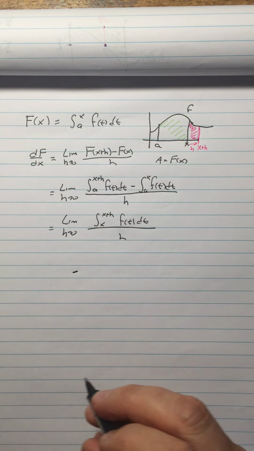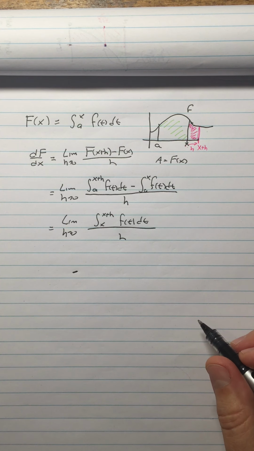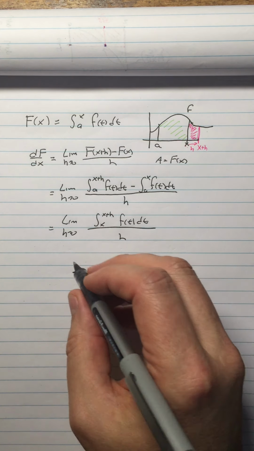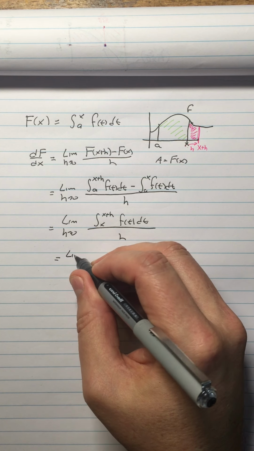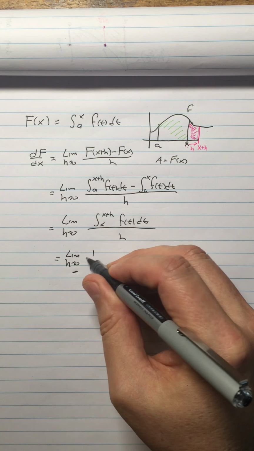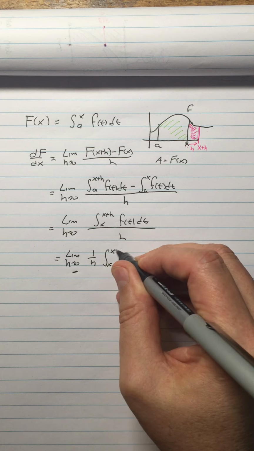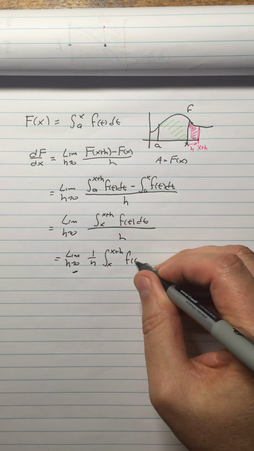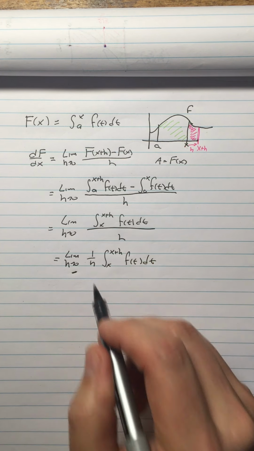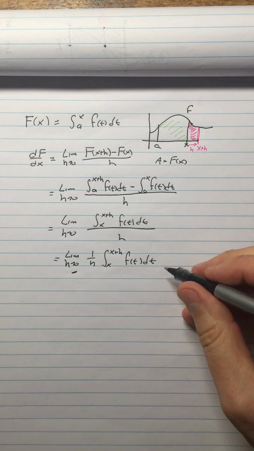And then, let's see, where do we go from there? Oh, I got that. All right, so I could rewrite that as the limit as h approaches 0 of 1 over h times the integral from x to x plus h of f of t dt. All right, that's just pulling the h out to the front. So why do I do that? Why do I care about that?